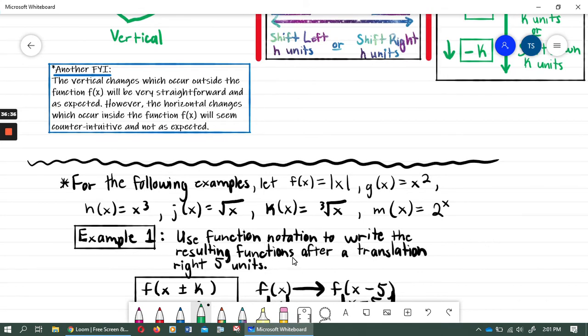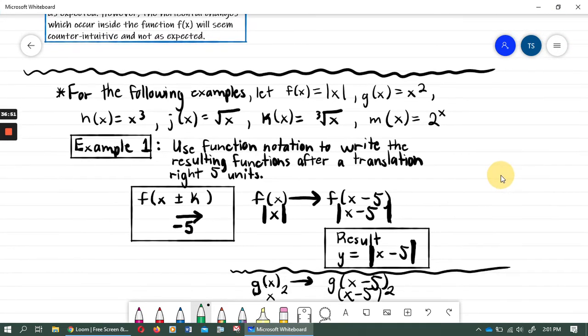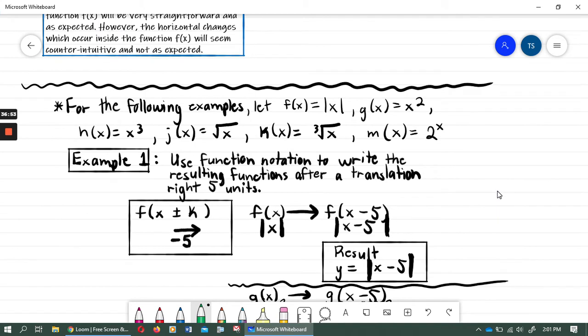All right, so in example 1, we're asked here to use function notation to write the resulting functions after a translation of moving it right 5 units, after a translation of shifting it 5 units to the right. And again, guys, we're gonna look at each particular parent function that I've highlighted in this video.